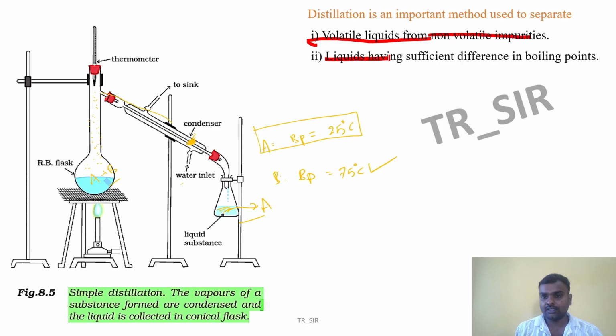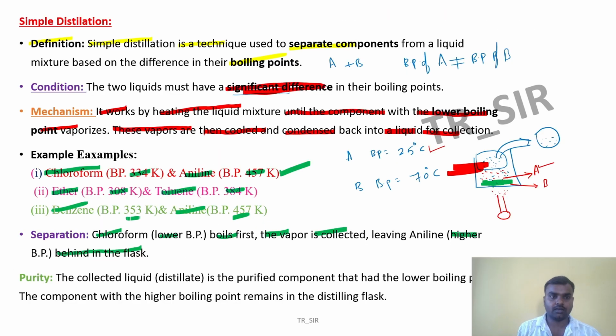So for liquids having a sufficient difference in boiling points, we can use simple distillation in these two cases. One is the volatile to non-volatile difference of two components. Another is liquids having a significant difference in their boiling points. Now a small recap again. Simple distillation is a technique used to separate two components from a liquid mixture, based on the difference in their boiling points. This is the major principle of this method.